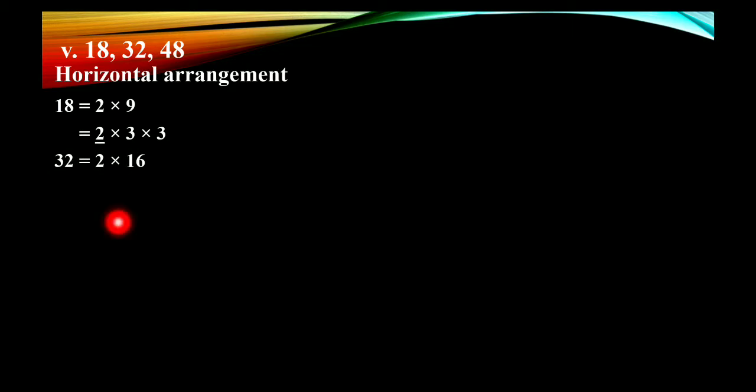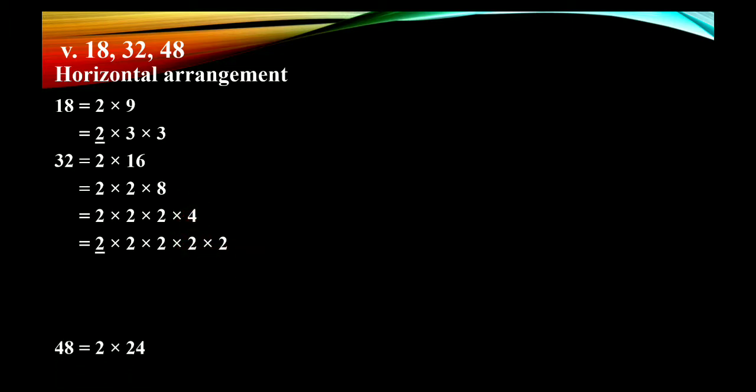32. 32 can be factorized as 2 into 16. Now the 16 to be factorized, the 16 can be factorized as 2 into 8, right? 2 into 8. Now 8 has to be factorized. 8 is factorized as 2 into 4. Now this 4 to be factorized, as 2 into 2.